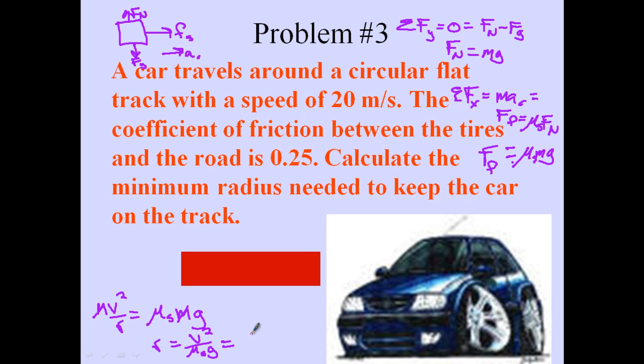Now we can just plug our stuff in. We got 20 squared divided by 0.25 times 9.8. So just a lot of algebra, and you get a radius of 163.27 meters. That's a pretty big curve, because that's a pretty low coefficient of friction.